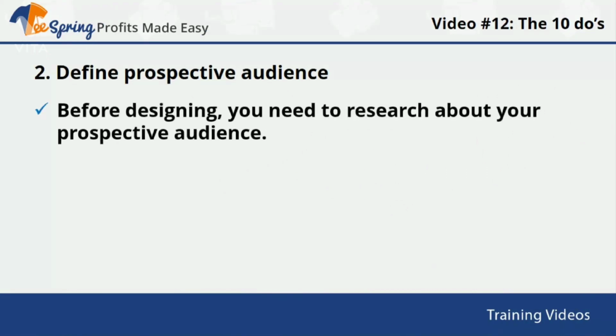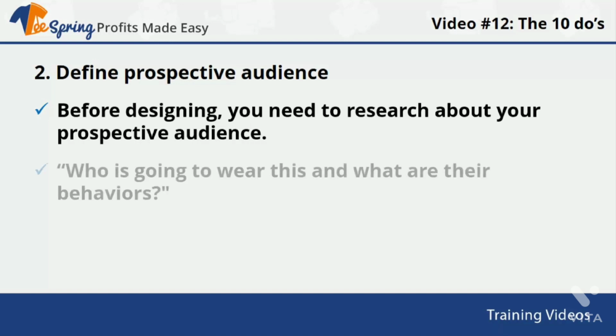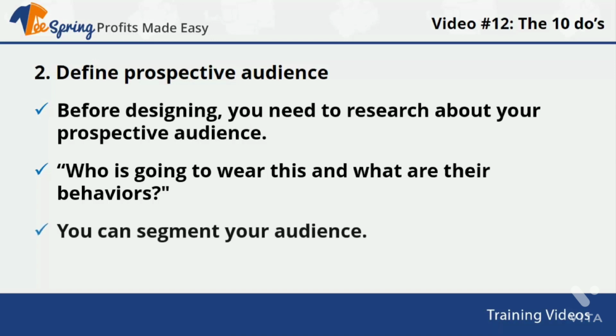2. Define prospective audience. You have a great concept to design excellent t-shirts, but before designing, you need to research about your prospective audience. Every t-shirt has an expected audience, and you either understand it or you don't. To learn about your Teespring campaign's potential customers, you need to ask yourself, who is going to wear this and what are their behaviors? If you're already aware of your market, then you need to create an audience to advertise to, to begin a profitable Teespring campaign. You can segment your audience on the basis of their behavior, geographics, and interests to target them better and enhance the chances of selling your t-shirts.